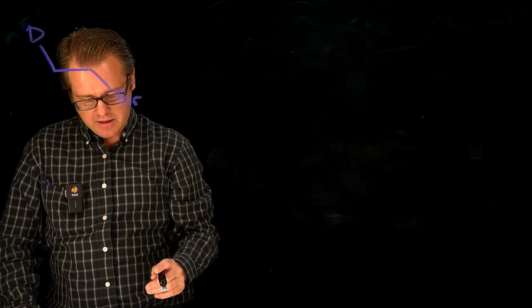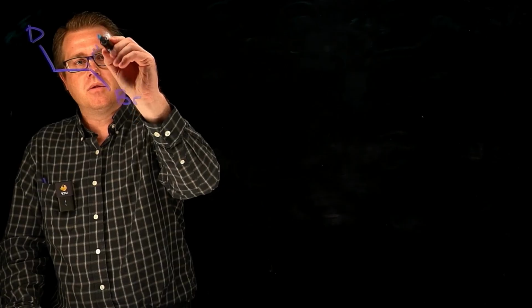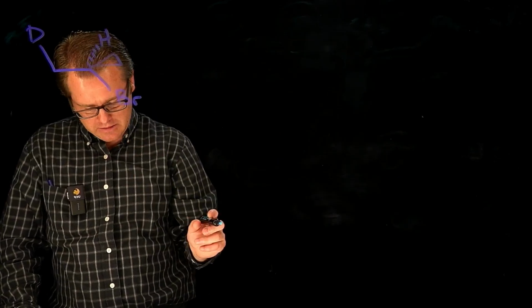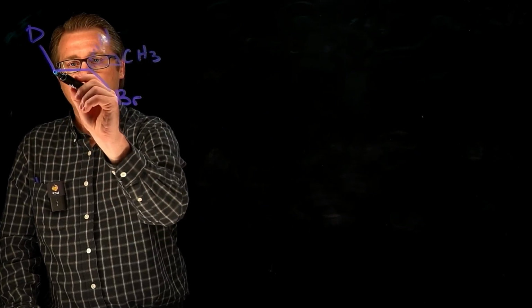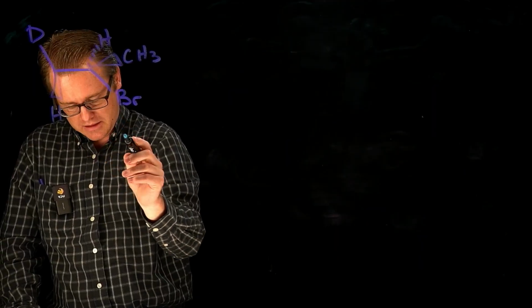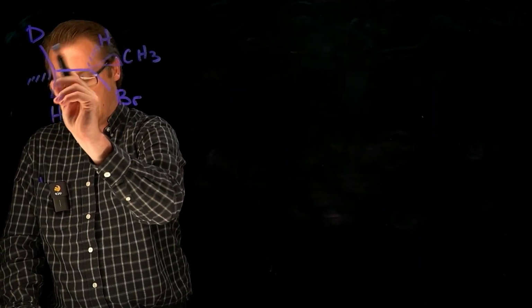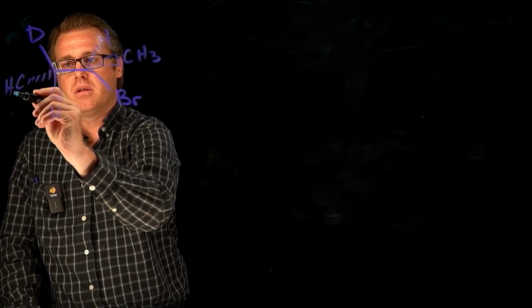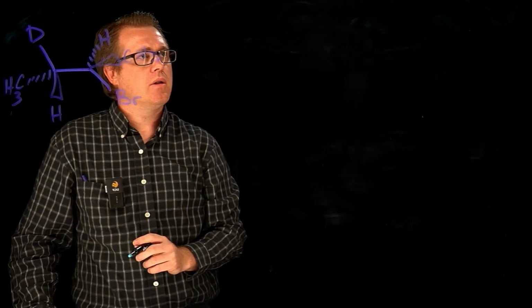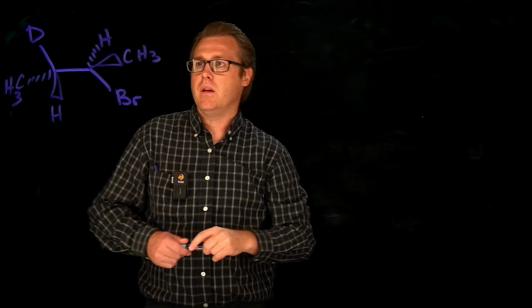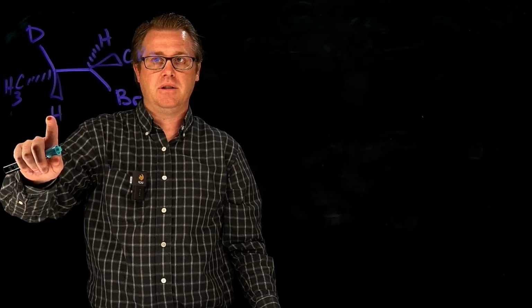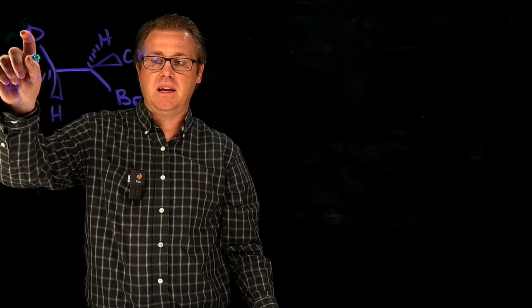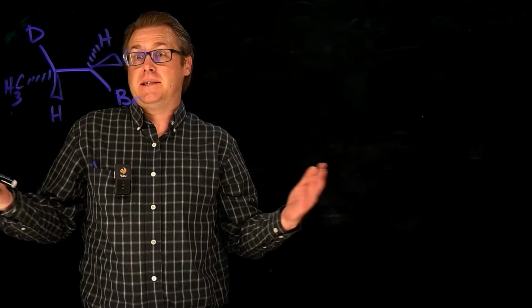There's our Br. Let's put a deuterium right there. Dashed hydrogen. Our methyl. Hydrogen like so, and another methyl. Nice, all on the board. Okay, perfect. So D is just an isotope of hydrogen, so you can treat this D and that hydrogen the same.